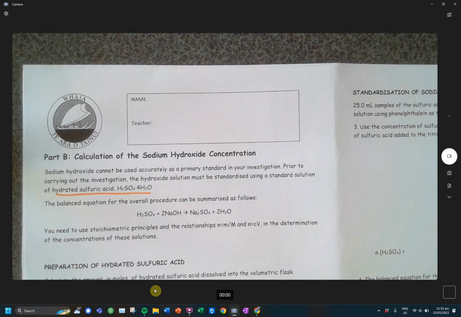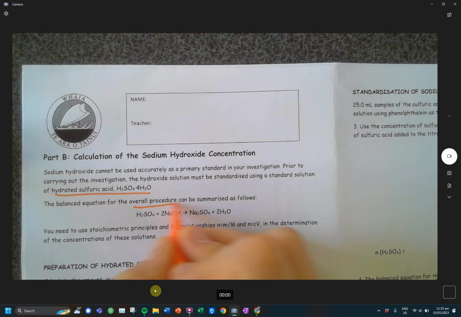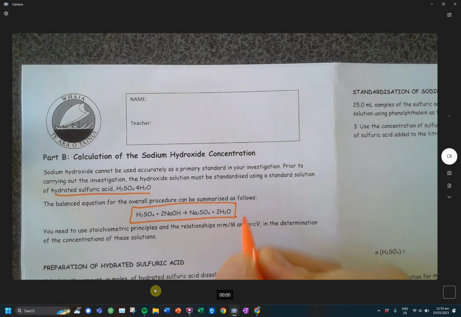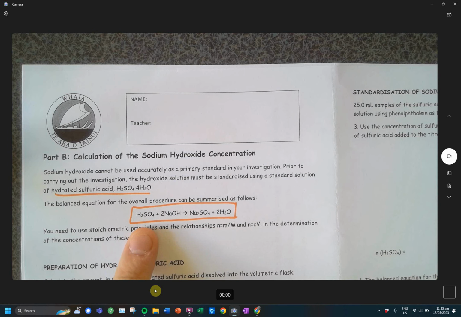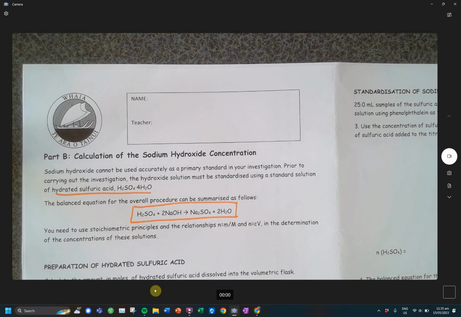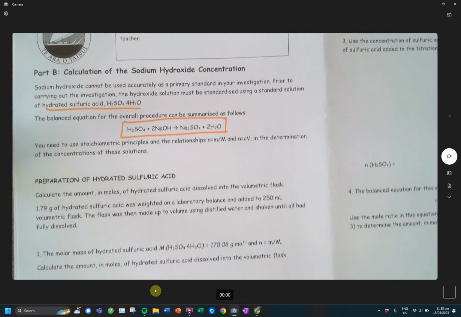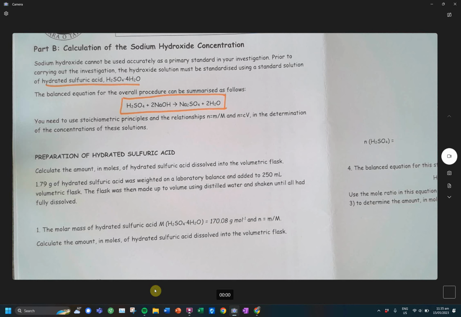So sulfuric acid is what I'm going to be using as the neutralization reaction. What I've also been given is the balanced equation, so that way if I know my concentration of the sulfuric acid, I can verify the concentration of the sodium hydroxide. So that's what we're looking at so far.